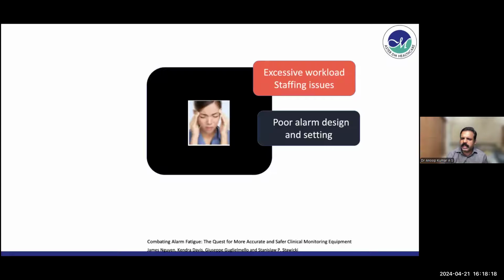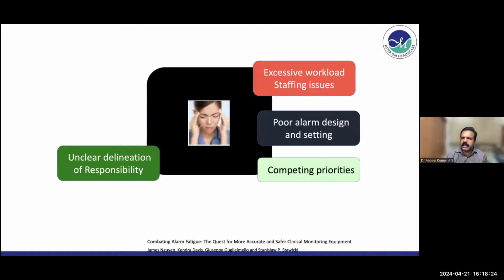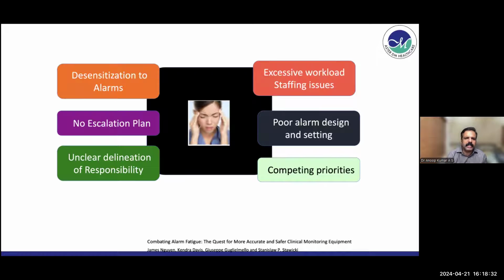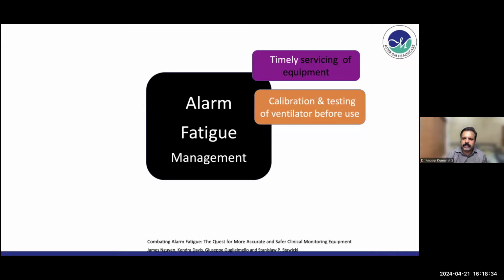Poor alarm design and setting is a main issue in that, and you have competing priorities in sorting out those alarms, and unclear delineation of responsibility, no escalation plan, and desensitization to alarms. So these are all the issues you can have. Then how can we manage alarm fatigue? Timely servicing of the equipment and avoiding that 95% unnecessary alarms which we've discussed.